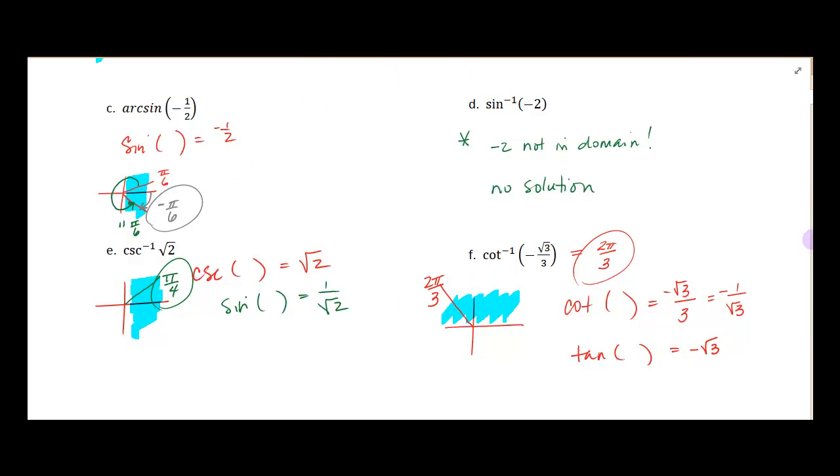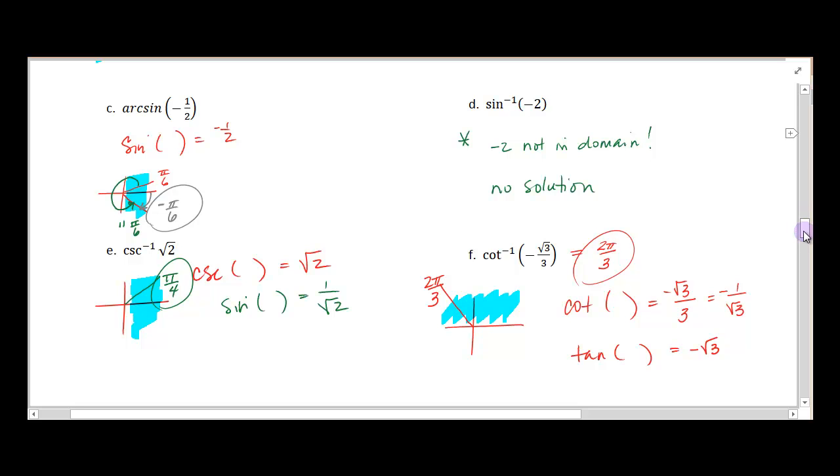Hopefully you see from these series of examples that the best way to approach this is to make sure that you're drawing a picture of where your solution lies, and then you make sure that you're moving in the negative angle if that's appropriate, or perhaps even using our reciprocal angles if that's appropriate.